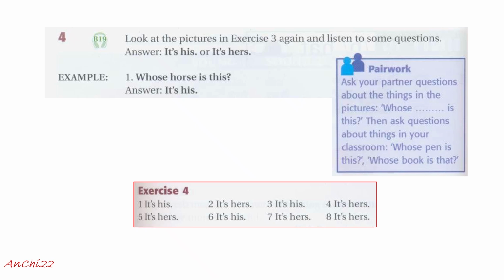4. 1. Whose horse is this? It's his. 2. Whose elephant is this? It's hers. 3. Whose helicopter is this? It's his. 4. Whose apple is this? It's hers.